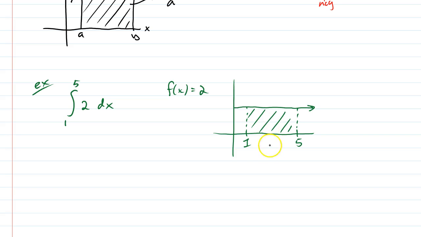So this is a rectangle that is 4 wide. It's also 2 tall, so the answer to this is just 8. And so that's one example where if you just know the picture, can graph it, you can figure out the area simply by doing that.